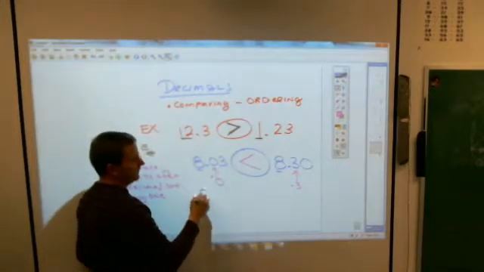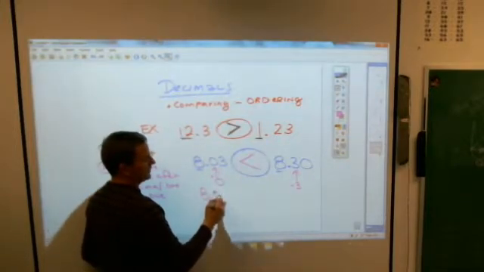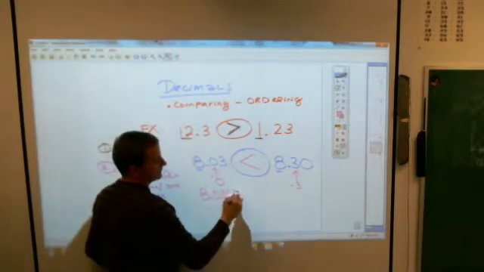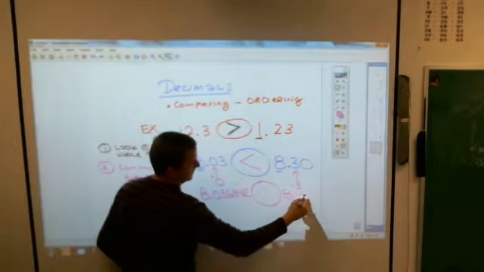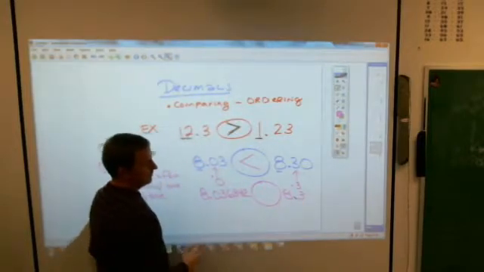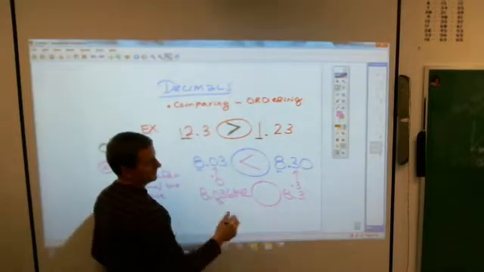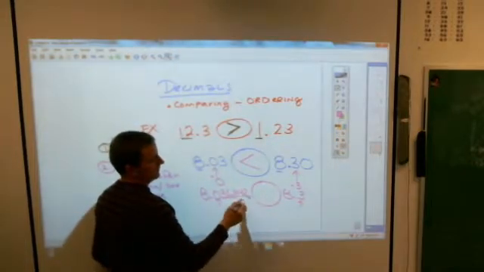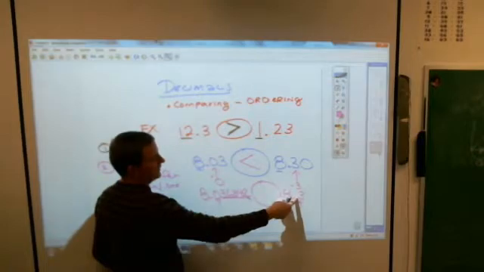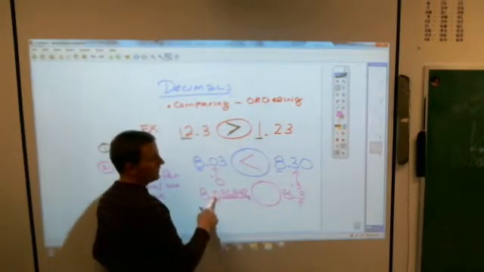I could have this written down for my number on this side, and I could compare that to 8.3. Because this still has a 0 in the tenths place and this has a 3 in the tenths place, it doesn't matter what these are. 3 is always bigger than 0.